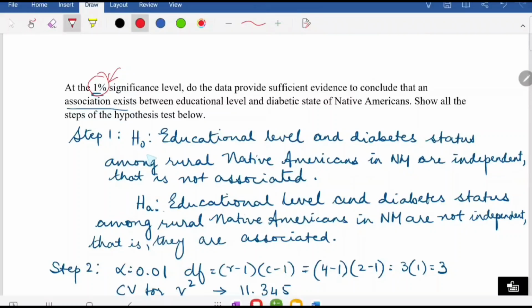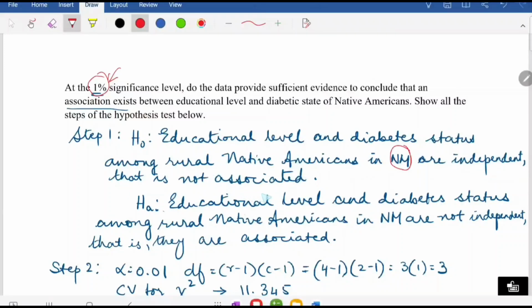First, we state our hypothesis. Again, you have to state your hypothesis as a phrase, as a sentence, really. So the null hypothesis is always going to say there's no association between the two variables. That means they are independent. So here it says educational level and diabetes status among rural Native Americans in New Mexico. Okay, this was even more specific. In New Mexico was the state, which I haven't mentioned here, but that's okay. In New Mexico are independent. That means it is not associated.